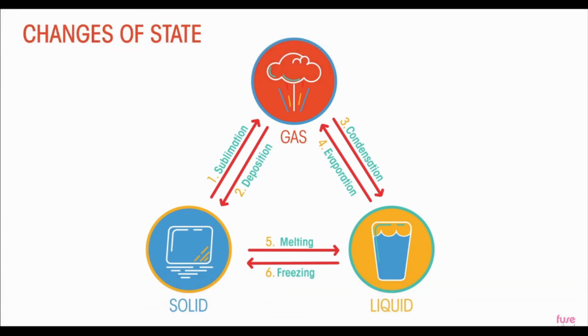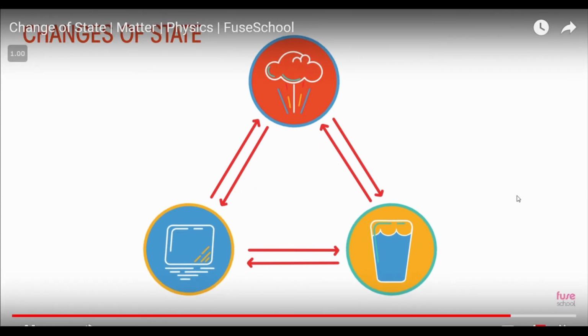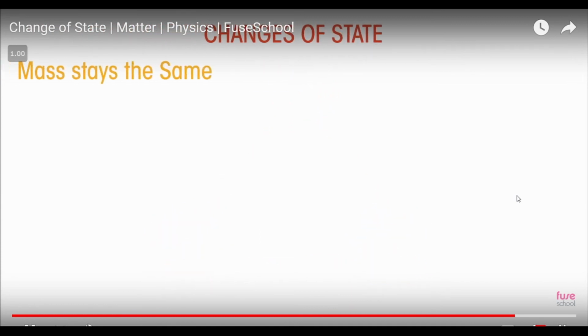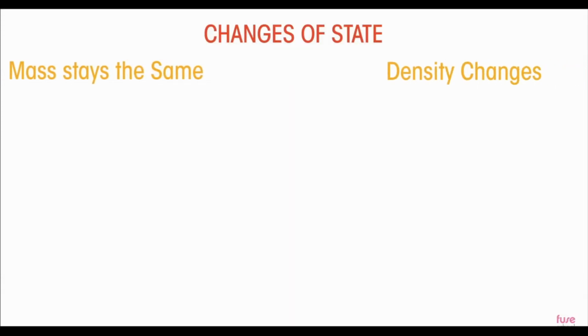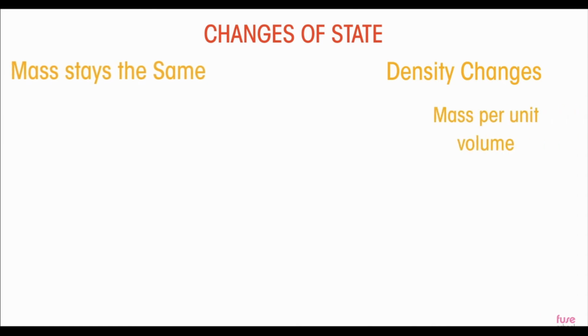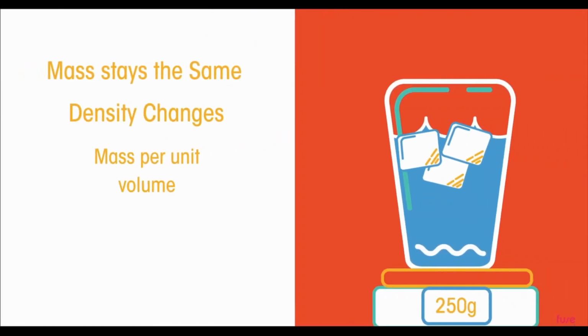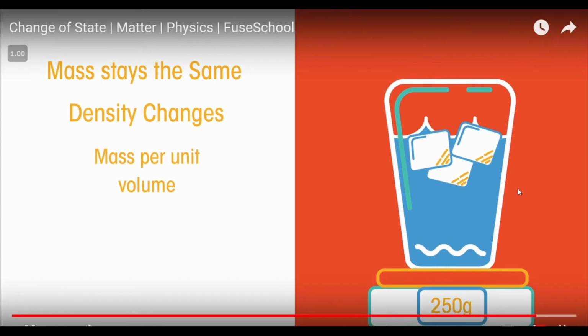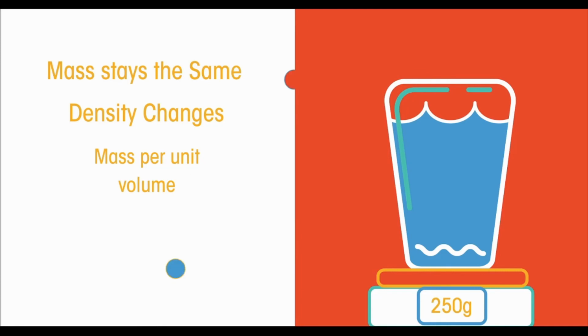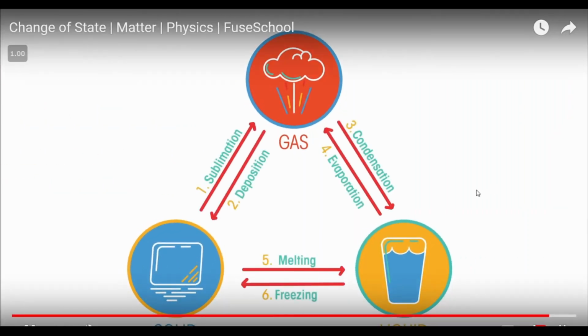Our final thing to discover is that when a material changes states, the mass stays the same. The density changes, so the mass per unit volume, but the mass does not change. Our glass of nice cold Coke weighs the same whether the ice is solid or when the ice has melted. So there we have the changes of state. Just remember that the mass stays the same whatever the state.